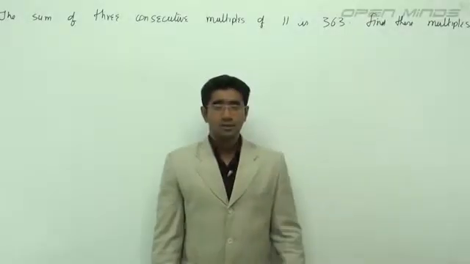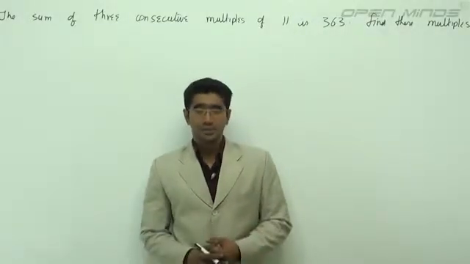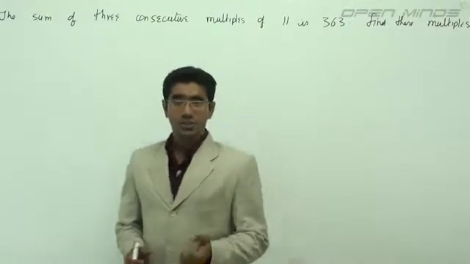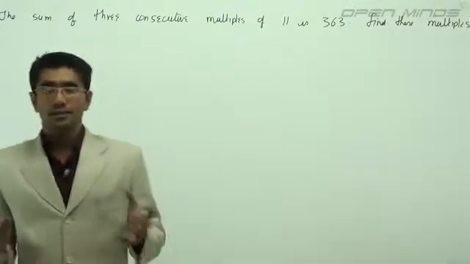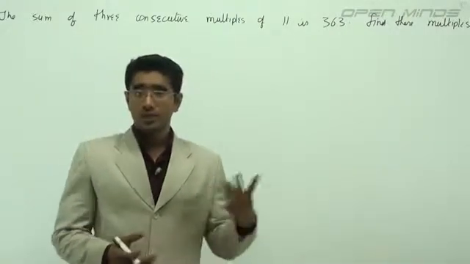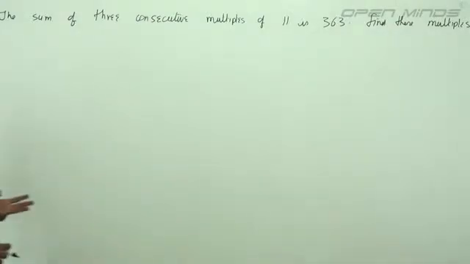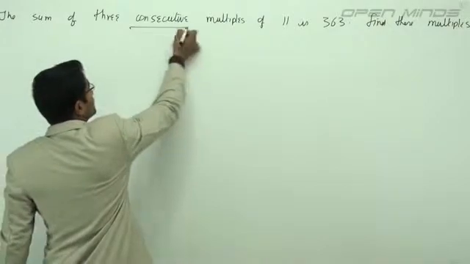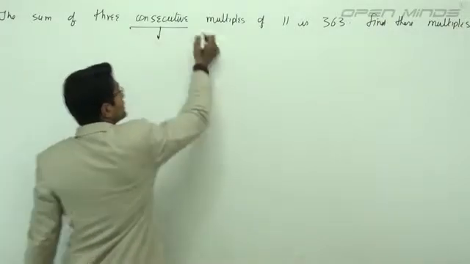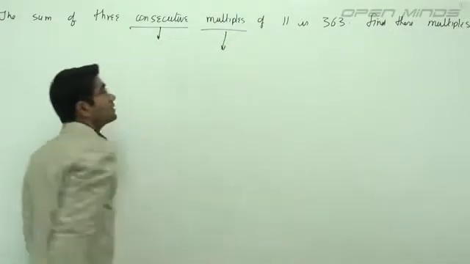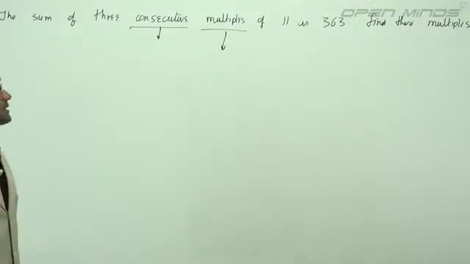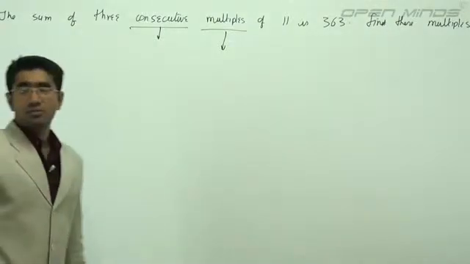Now let's see how to work this problem on the board. It's a very interesting and a very simple problem, but we just need to know a couple of things, like what exactly are multiples, and there are two ways of doing the same problem. Let's see how to work this. It says the sum of three consecutive multiples. The first word to understand is consecutive, the second word is multiples, alright? Of 11 is 363, and find these three multiples.